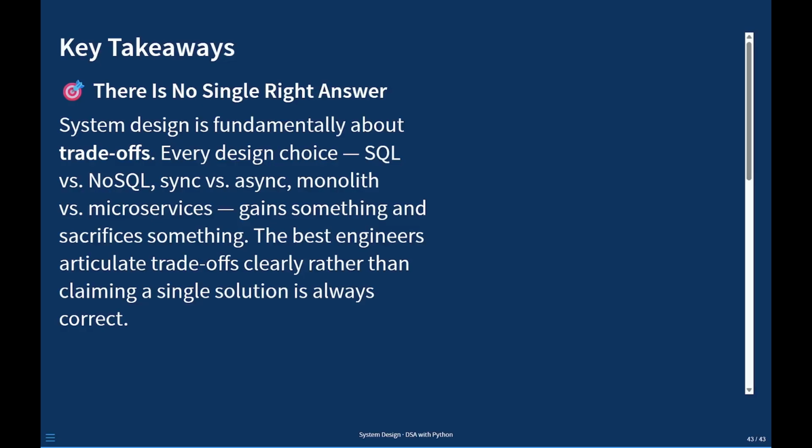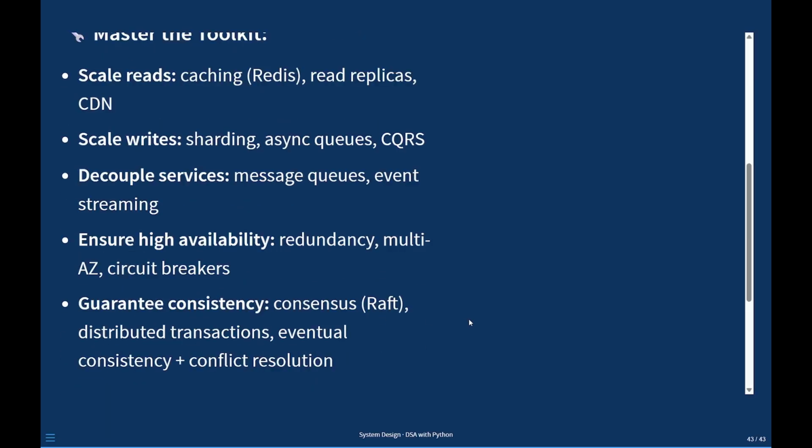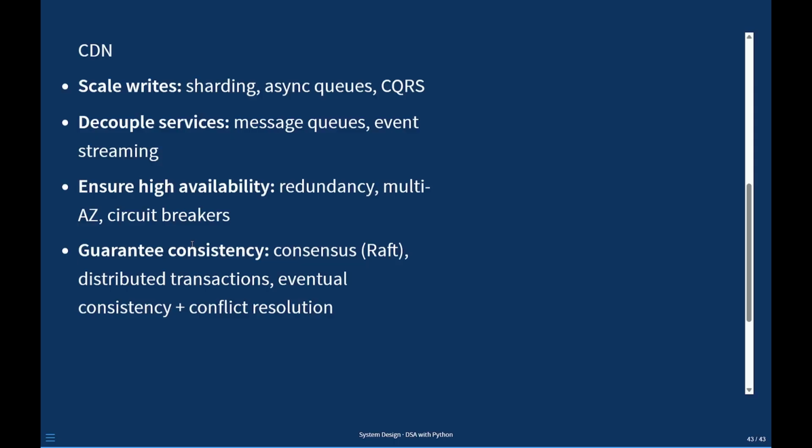Here is your toolkit summary. To scale reads, add caching with Redis. Add read replicas to your database. Put a CDN in front of your static content. To scale writes, shard your database. Move work to async queues. Apply CQRS to separate your write and read models. To decouple services, introduce message queues and event streaming. Services should not depend on each other being up.